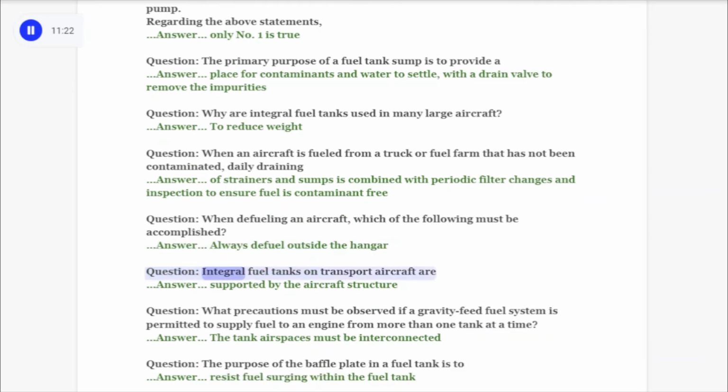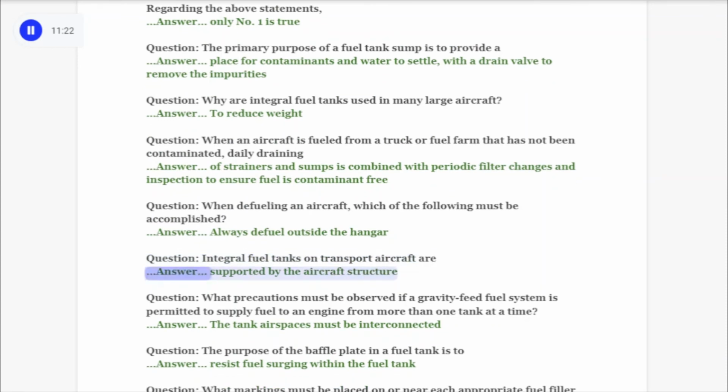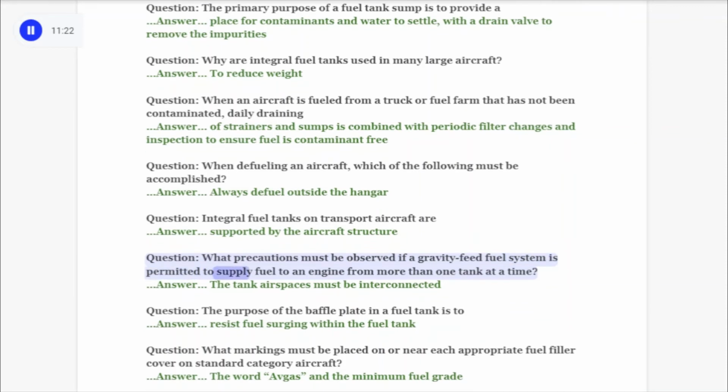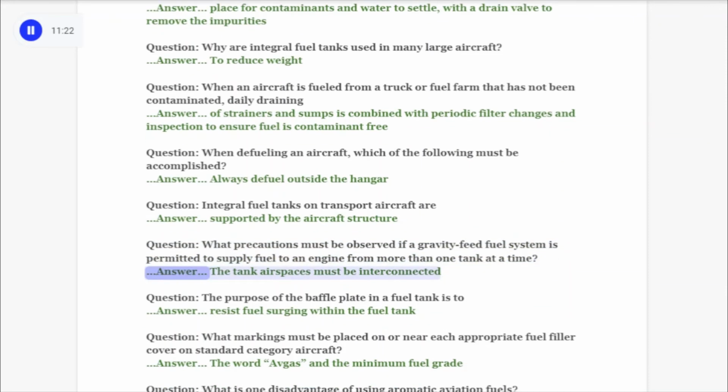Question: integral fuel tanks on transport aircraft are. Answer: supported by the aircraft structure. Question: what precautions must be observed if a gravity feed fuel system is permitted to supply fuel to an engine from more than one tank at a time? Answer: the tank airspaces must be interconnected.